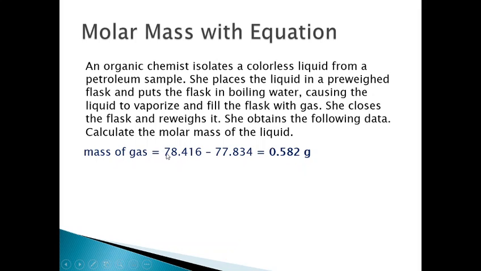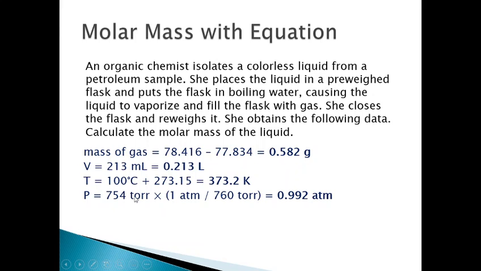And so if we want to know the mass of our gas, we need to subtract the mass of the gas in the flask minus the mass of just the flask to give us the mass of just the gas. Now the volume in terms of milliliters, convert from milliliters to liters. We know our temperature in Celsius, convert from Celsius to Kelvin. We know our pressure in torr, convert from torr to atmosphere using the conversion of 1 atmosphere equal to 760 torr.